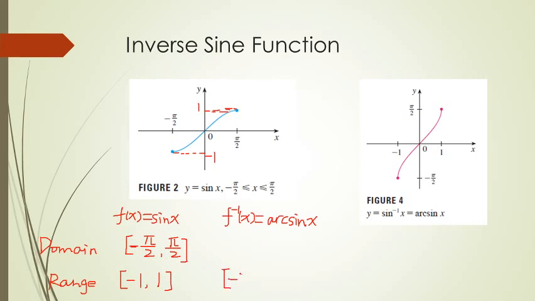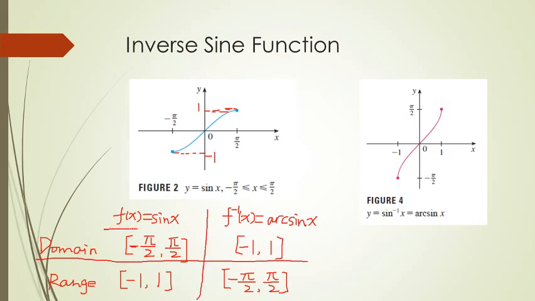So the range for arcsine is minus pi half to pi half. And the range for sine becomes the domain, which is minus 1 to 1. That is the graph we get for the sine on the right part, okay? So comparing the domain and the range for f and its inverse, right? And its inverse.